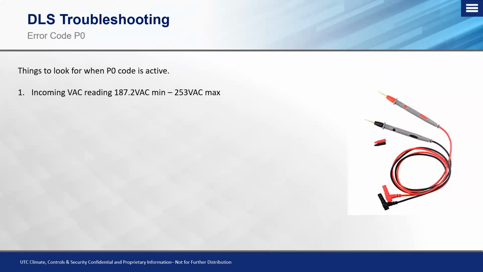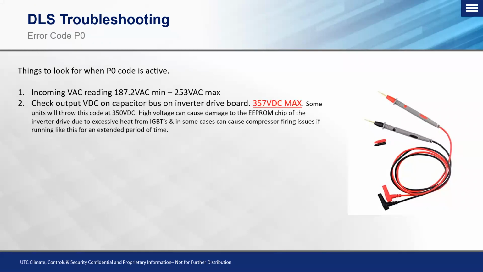Typically, if you're over that 253 on your incoming side, or you're right at that threshold, you should kick off on an over voltage code, but of course we don't live in a perfect world and it doesn't always necessarily happen. Now one thing to keep in mind is we want to check the output volts DC on that capacitor bus that we talked about before, between the positive and the negative terminals.